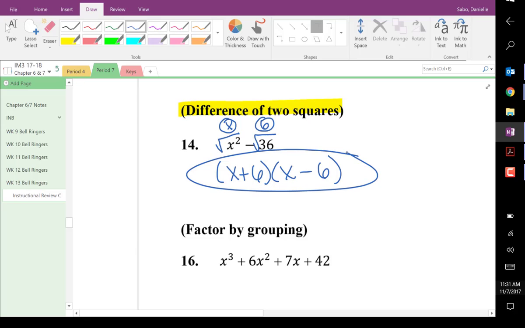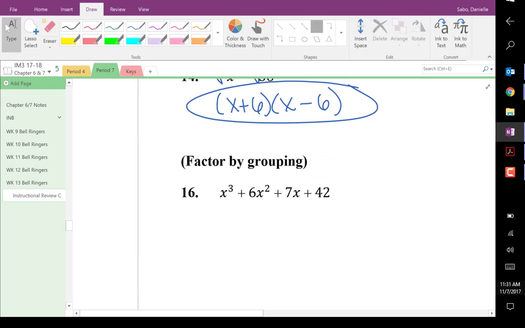Easiest one on the test. I love difference of two squares. You just have to be able to recognize it. So I know that I'm labeling, hey, this is difference of two squares, but on an exam like the SAT, you're going to have to be able to recognize they're both perfect squares.